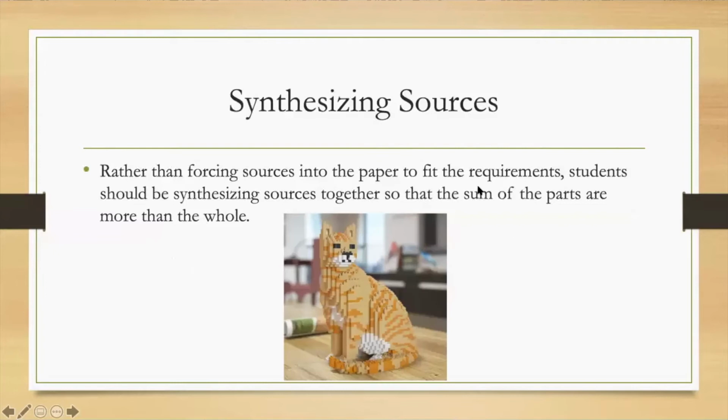Again, you need to think about how the sources connect together to make meaning. So rather than just dumping sources into your paper in order to meet the requirements for how many sources or page length, you need to be thinking about how to synthesize your sources together so that the sum of the parts is more than the whole. And what I mean by that is when you finish the paper, you have a concise and clear meaning that uses all of the sources together to create a new unique paper, right?